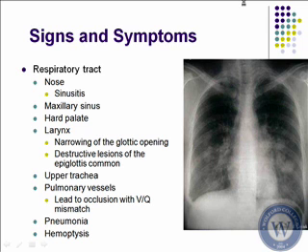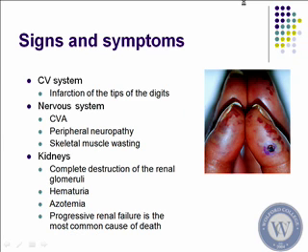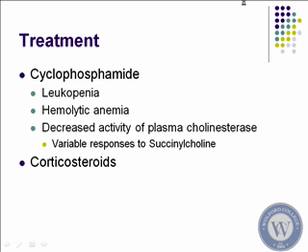A lot of these people who develop Wegener's develop pneumonia because they completely occlude the bronchioles, and they also have increased risk of hemoptysis. The typical things that you see are these target lesions that occur in the digits. You may also see central nervous system involvement, including strokes, peripheral neuropathy, skeletal muscle wasting. And the most common cause of death from these is complete destruction of the renal glomeruli, which leads to renal failure, which eventually causes death in most of these patients with Wegener's.